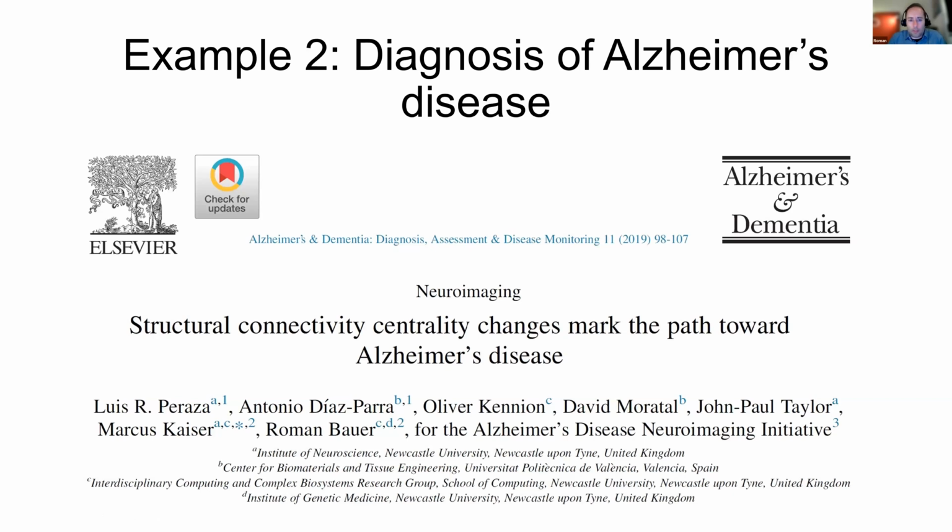So then the second example that I wanted to describe to you in a bit more detail is this paper that we published in 2019, where we did not look at the functional activity, but at the structural information of the brain. So we looked at so-called diffusion tensor imaging data.